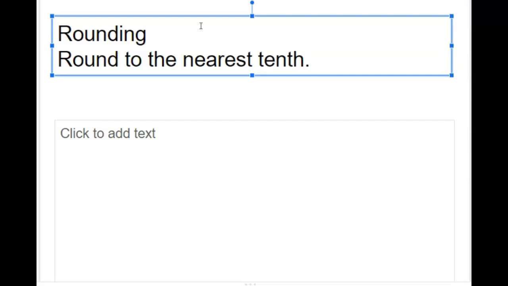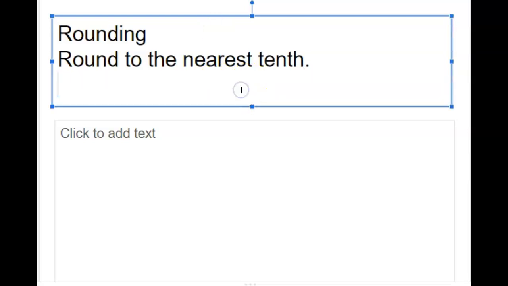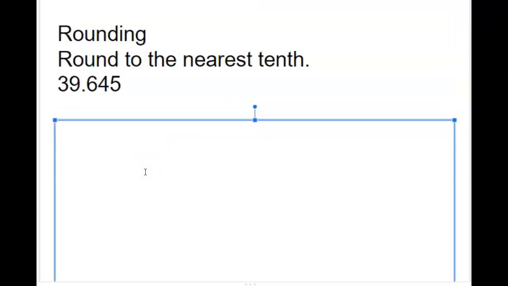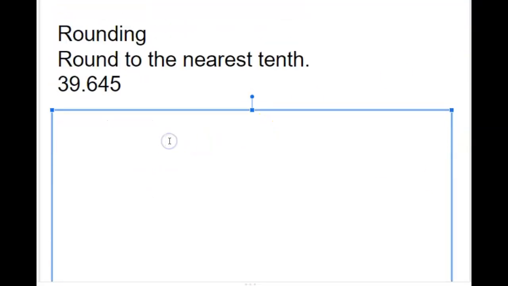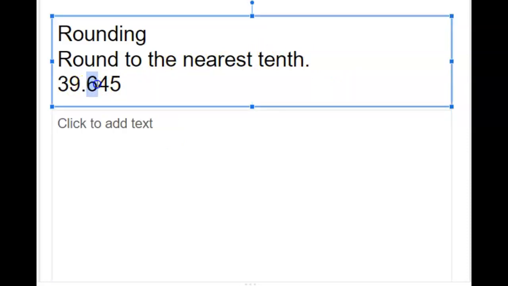and you have a digit, let's say that your digit is 39.6, 45. There you go. Okay. So if we have here a problem and it says, round to the nearest tenth, that means that your last digit of your answer should be the tenths place. In this case, my tenths place is a 6.